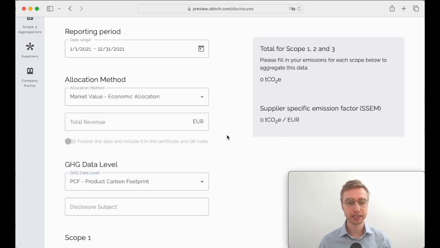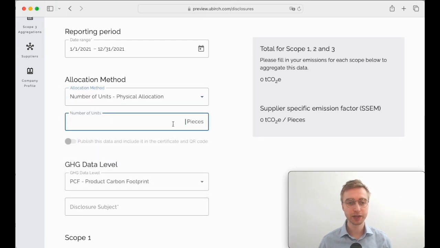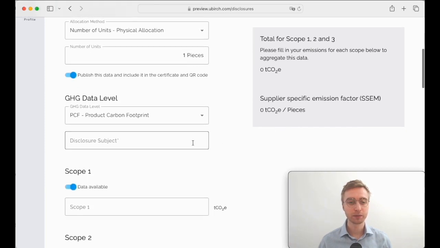This is how I indicate my carbon dioxide emissions based on a product. That means I select one piece for the number of units, as I have already computed my emissions per individual part. By the way, I notice here in the top right corner of the information box the carbon dioxide emissions for scope 1, 2, and 3, as well as the supplier-specific emission factor. Now I can also specify here for which product I would like to create this disclosure.